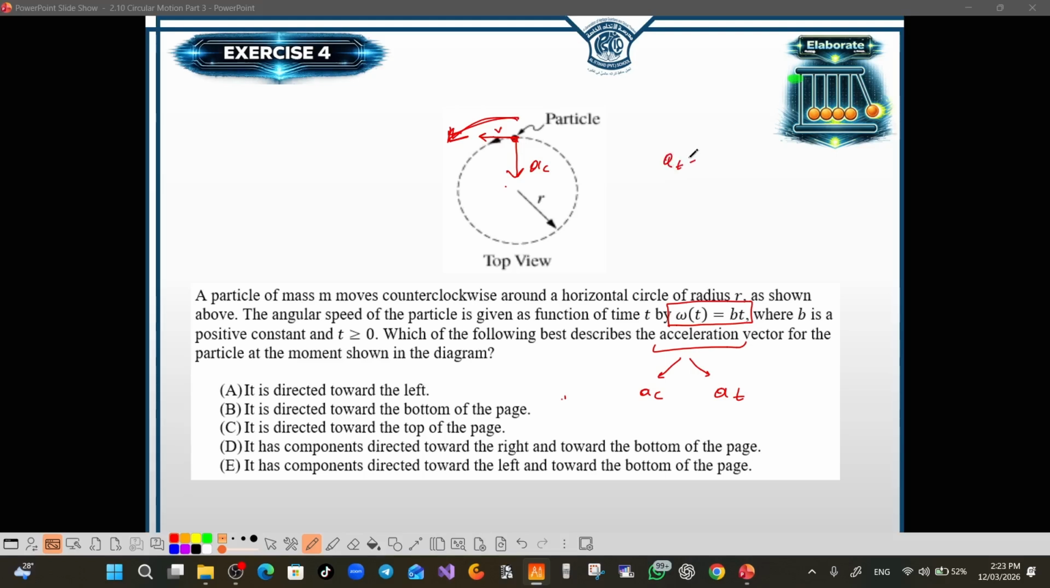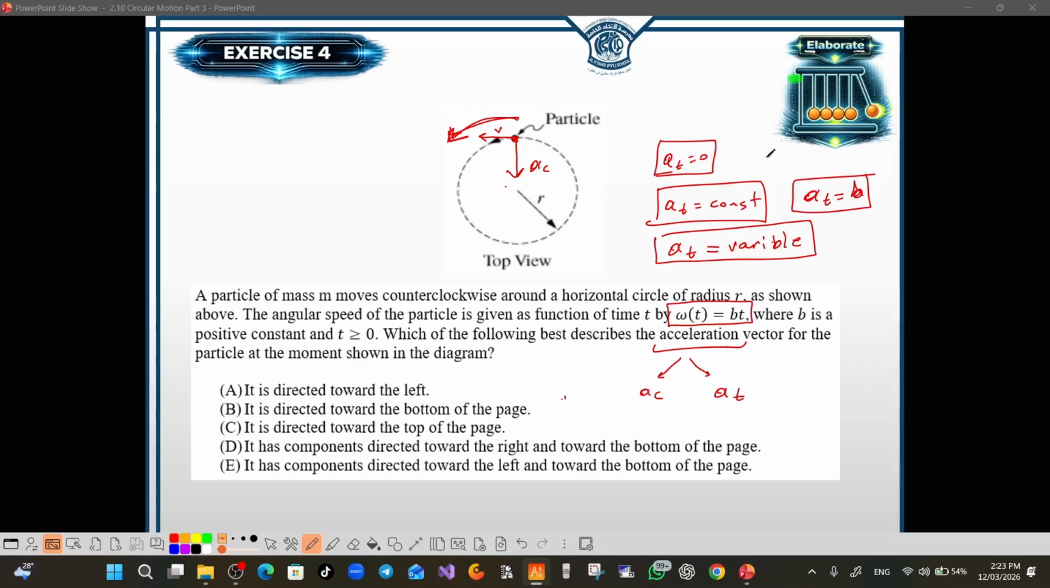In case the tangential is zero, how can we know if the tangential is zero, or constant, or even variable? So we have three possibilities. Now, in case the tangential is constant, then it can be written in terms of just a number, let's call it A or B. If the tangential is zero, then the answer is zero. If the tangential is variable, then it will be written in terms of, for example, bt.